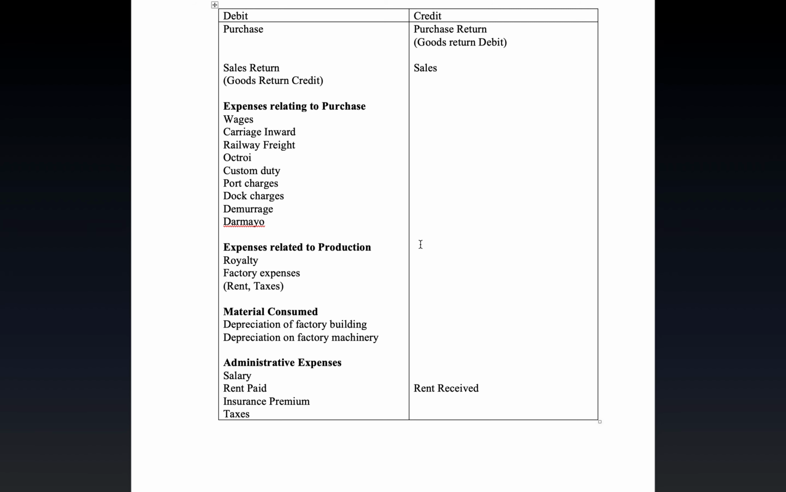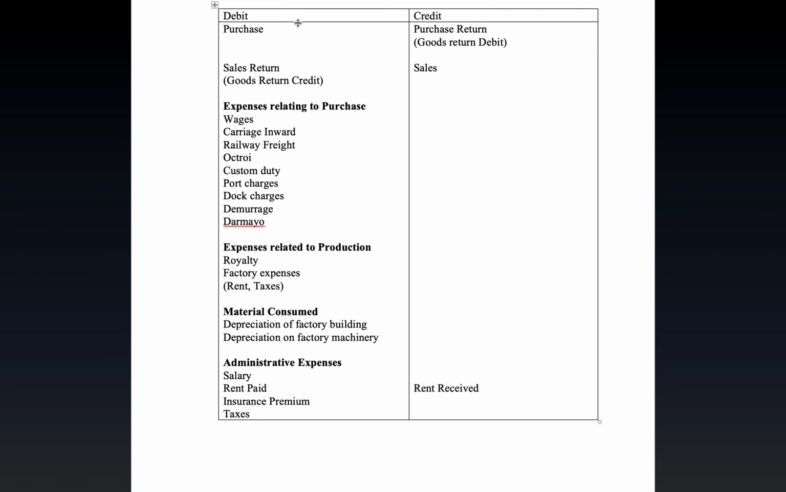Before I go further in the explanation, listen to me very carefully. Here you can see some of the expenses which are actually related to the trading account, which we'll learn in the final account. In the final account, we are going to prepare three accounts: trading account, profit and loss account, and balance sheet.